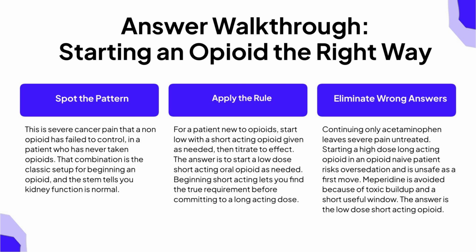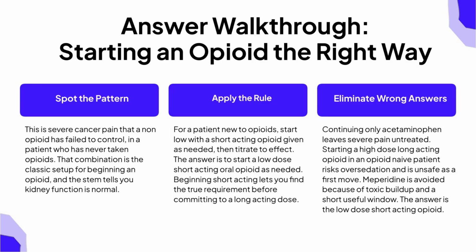First, spot the pattern. This is severe cancer pain that a non-opioid has failed to control, in a patient who has never taken opioids with normal kidney function. That is the classic setup for starting an opioid. Second, apply the rule. For a patient new to opioids, you start low with a short-acting opioid given as needed, then titrate to effect. So the answer is to start a low-dose, short-acting oral opioid as needed.